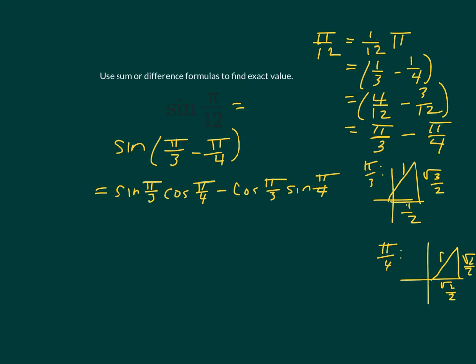Alright, so sine of pi over 3 would be square root of 3 over 2, and then cosine of pi over 4 is square root of 2 over 2, minus the cosine of pi over 3 is 1/2 times the sine of pi over 4, square root of 2 over 2. So we get the square root of 6 over 4 minus the square root of 2 over 4.